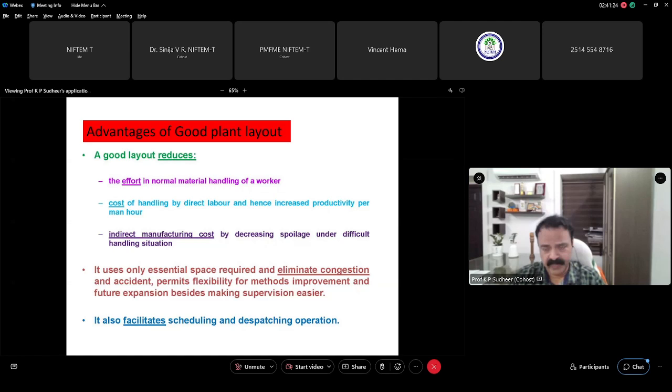from the processing line. The effort should be less, the cost of handling should be less, the spoilage should be less, and it should eliminate congestion or accidents in the processing line. So you need to plan effectively before starting an industry. This layout is very important, by reducing material movement, man movement, and spoilage of the products, we can enhance the capacity of the existing plant. What should be the arrangement to get the maximum yield of this particular product from this process line?